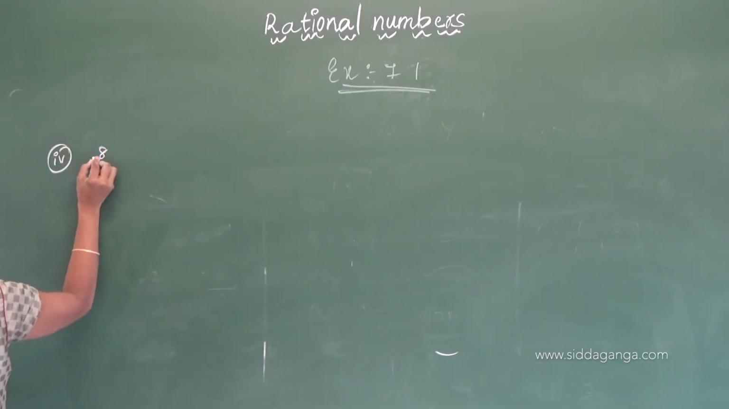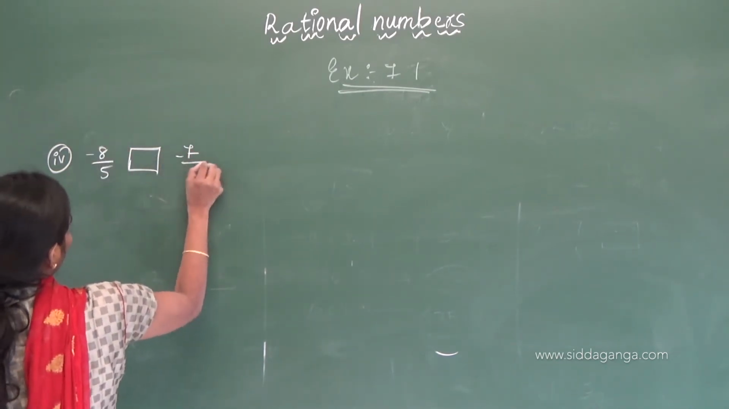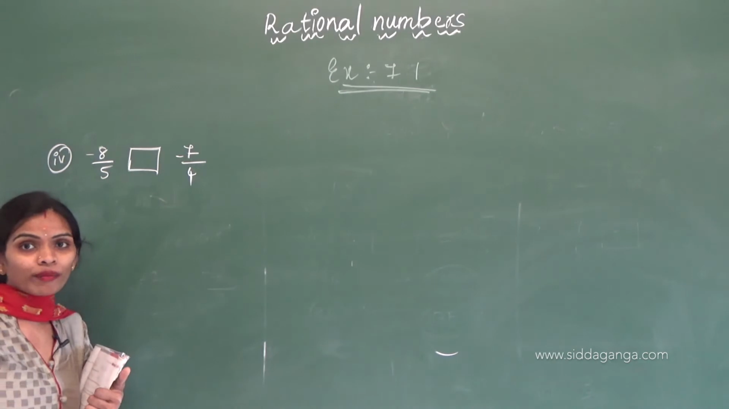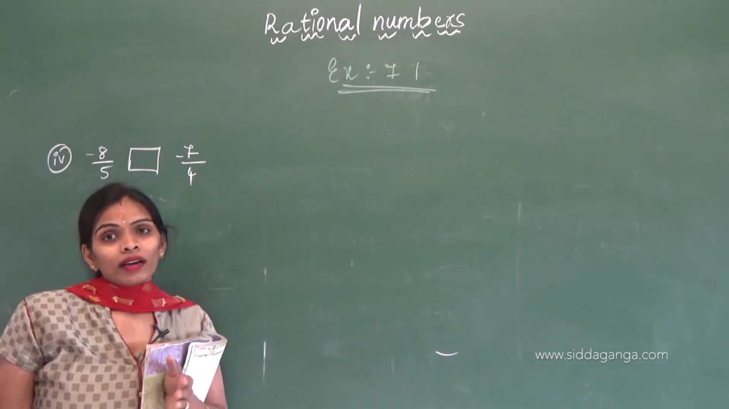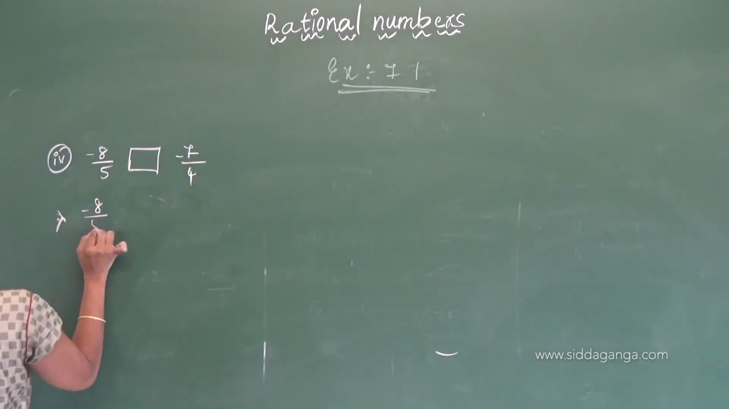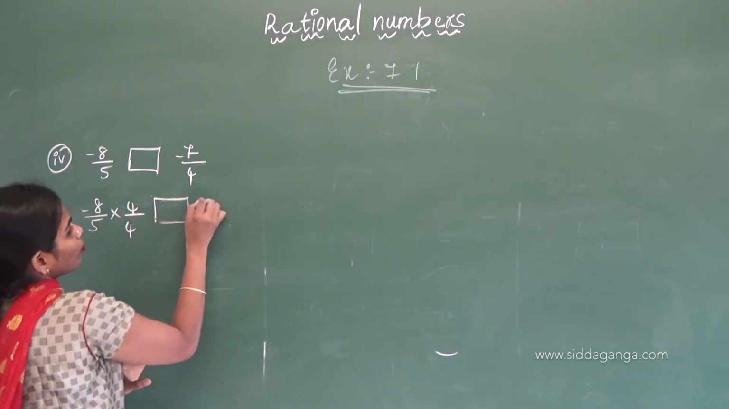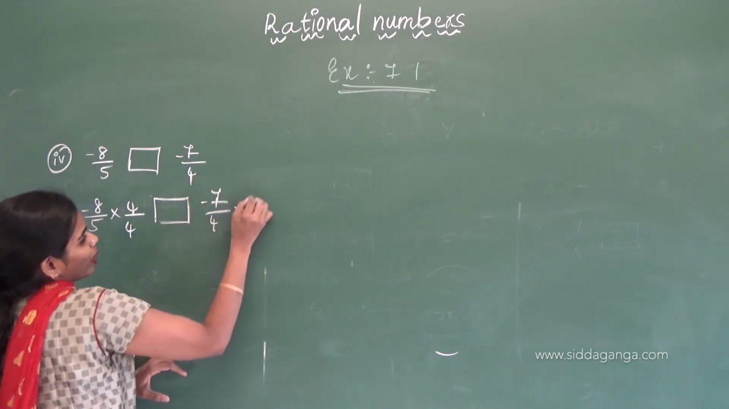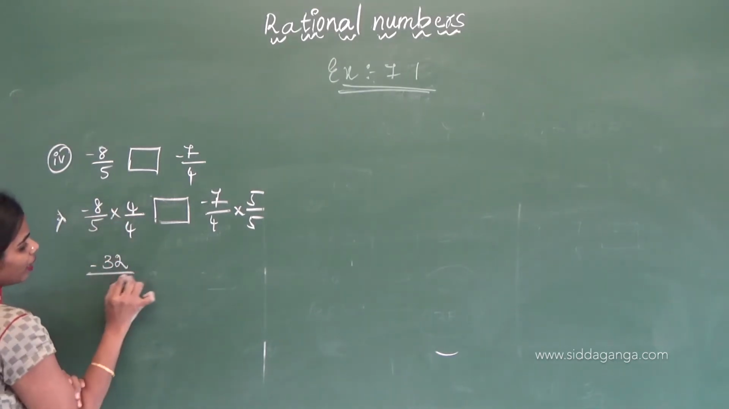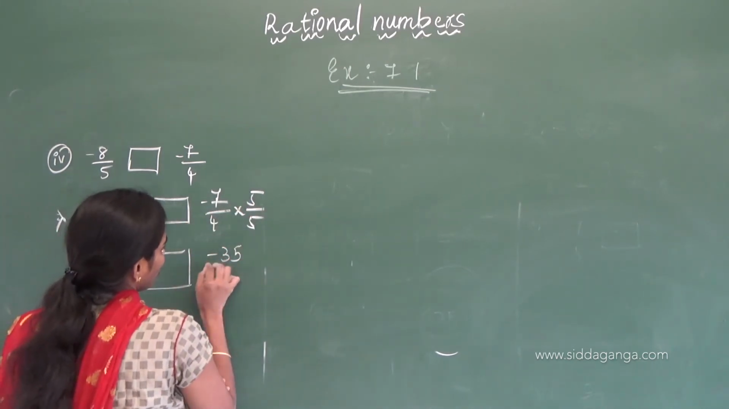Minus 8 by 5 and minus 7 by 4. Here also we have to convert both the rational numbers into equivalent fractions by making the denominators of these two equal. Minus 8 by 5 into 4 by 4, minus 7 by 4 into 5 by 5. 8 fours are minus 32 by 20, minus 7 into 5, minus 35 by 20.